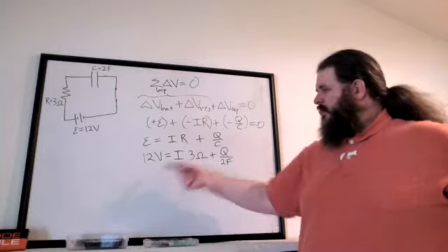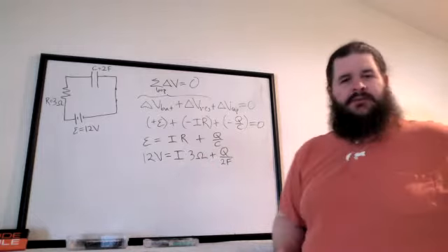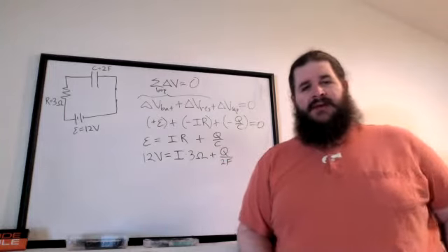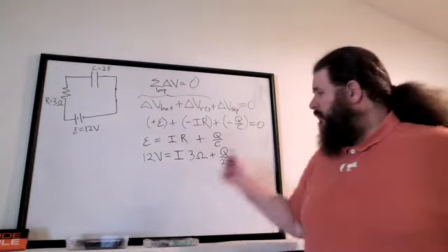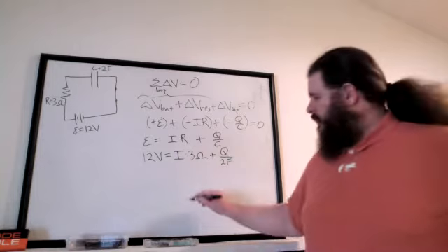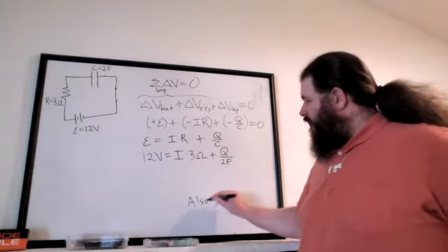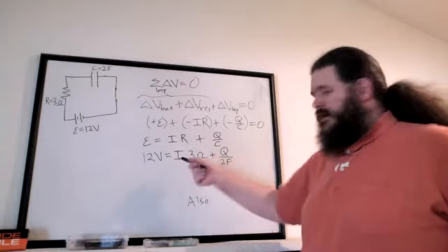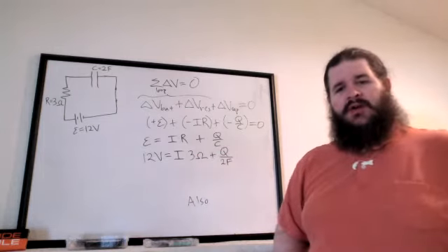So 12 equals I times 3 plus Q over 2. At any given time, the charge and current have to follow this pattern. So that's one equation describing how charge and current are related. How else are charge and current always related?